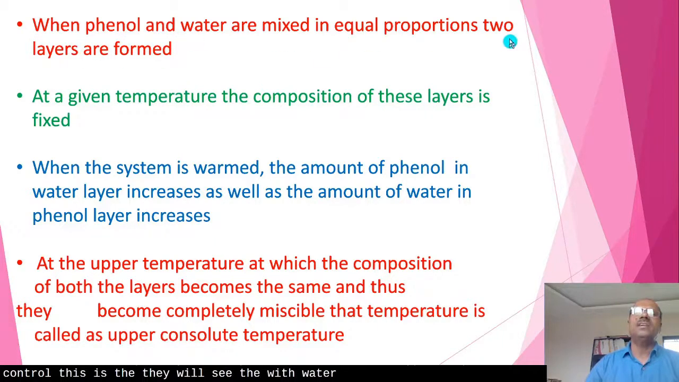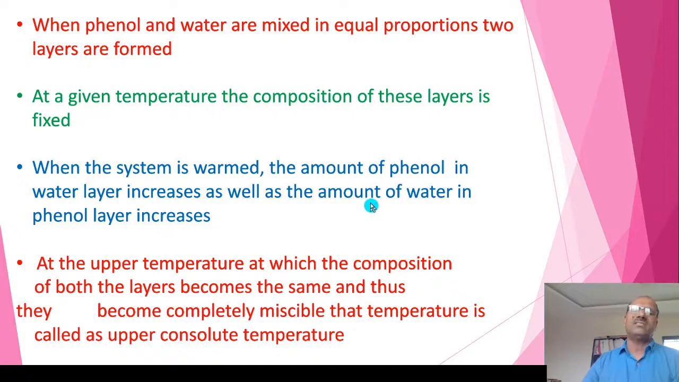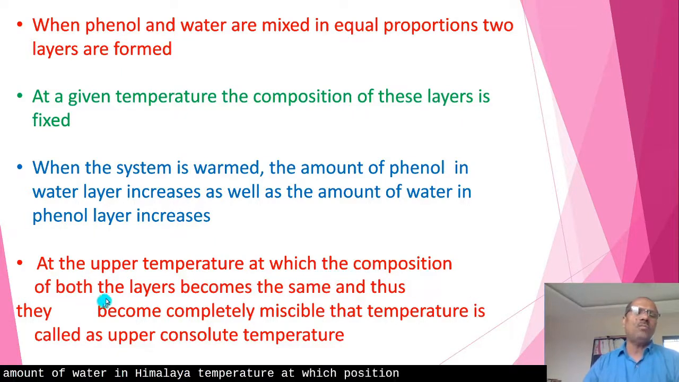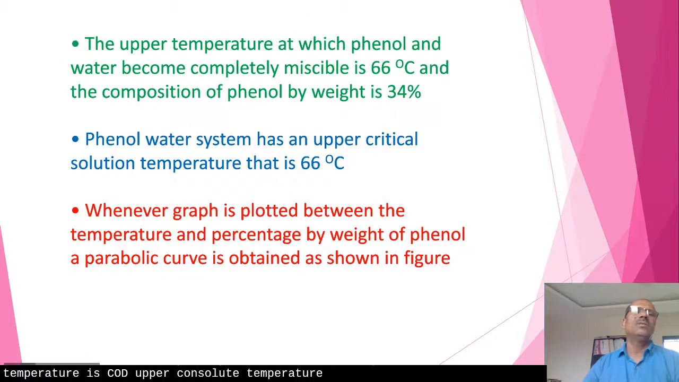Phenol and water are mixed in equal proportions, forming two layers. At a given temperature, the composition of these layers is fixed. When the system is warmed, the amount of phenol in the water layer increases, as well as the amount of water in the phenol layer. At the upper temperature, at which the composition of both layers becomes the same and thus they become completely miscible, that temperature is called the upper consolute temperature. The upper temperature at which phenol and water become completely miscible is 66 degrees Celsius, and the composition of phenol by weight is 34%.